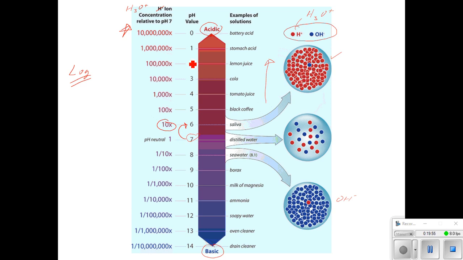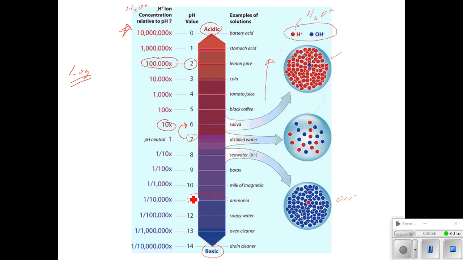If we take a look at lemon juice, which has a pH of 2, compared to distilled water, for each change of 1 pH value, it is 10 times more acidic. So 10, 100, 1,000, 10,000. Lemon juice is 100 times more acidic than distilled water. Same pattern as we go in the opposite direction.